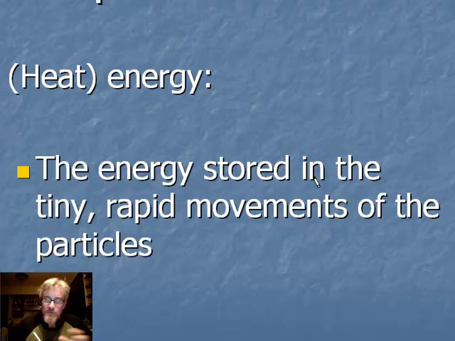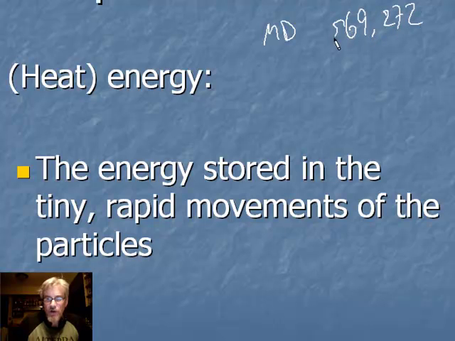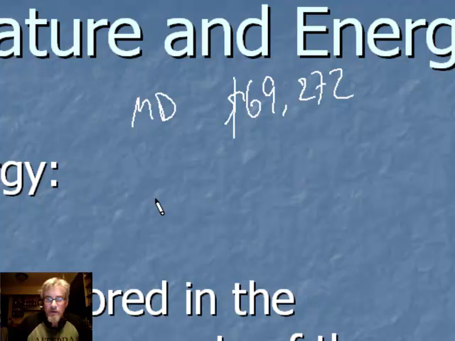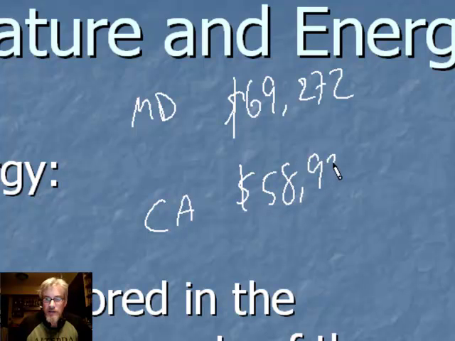So what's the difference between temperature and heat? Because they're both related to these movements of the particles. Well, here's an analogy that might help. Think about two states. I looked up some data for Maryland and California, and here's what I found out. In Maryland, the average person has an income of $69,272 at the time I'm recording this. In California, the average person has an income of only $58,931 per year.